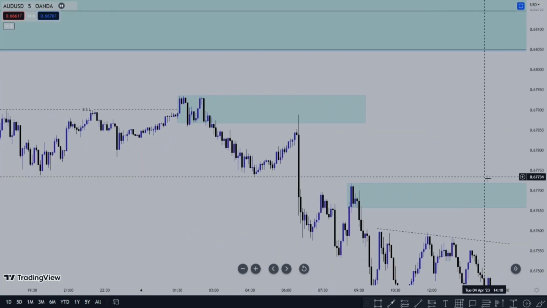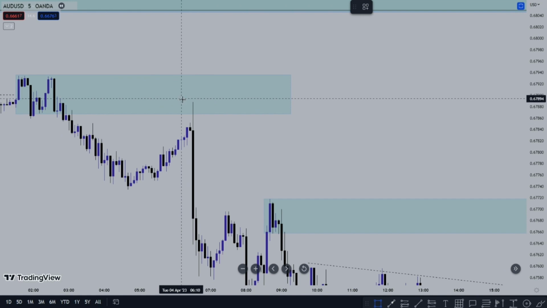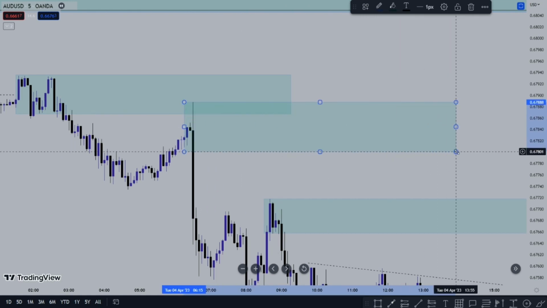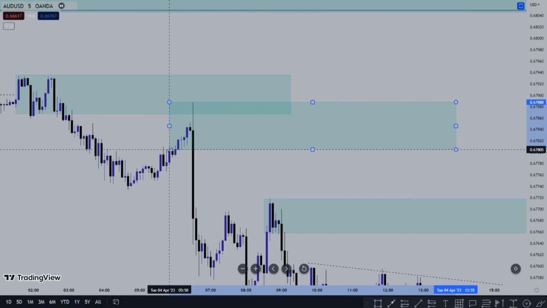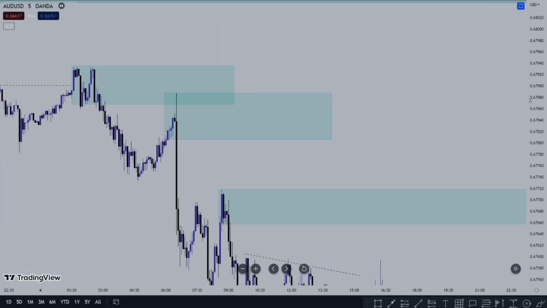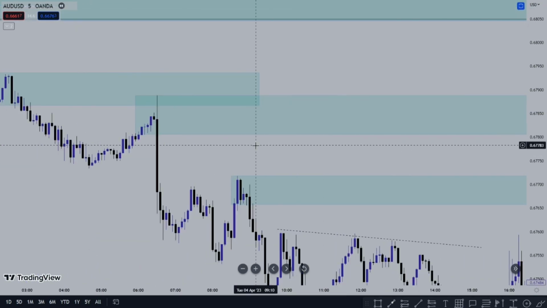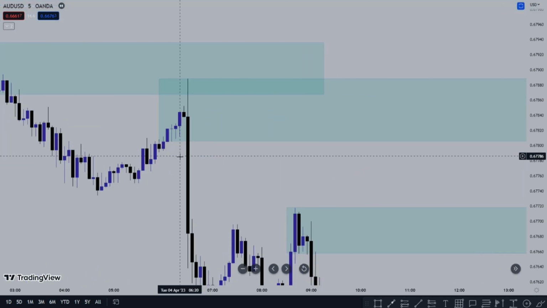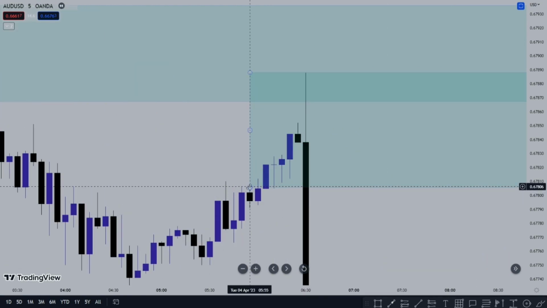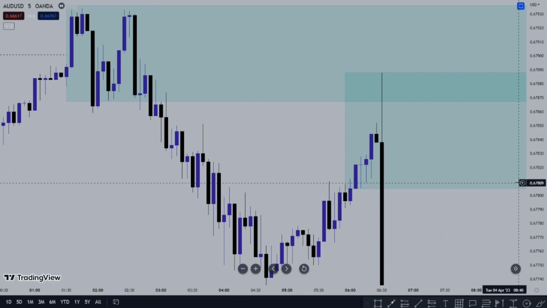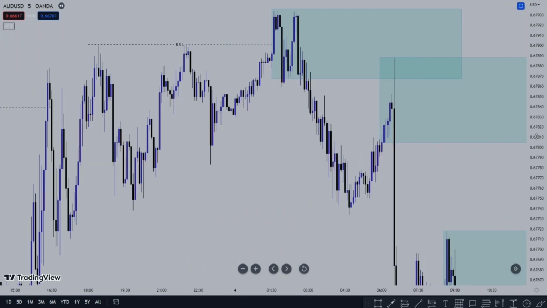But the second zone, both of these zones I shared on Discord as well. I marked it like this, this whole area here. You can see just at the beginning of this candle, I marked this whole area right here.